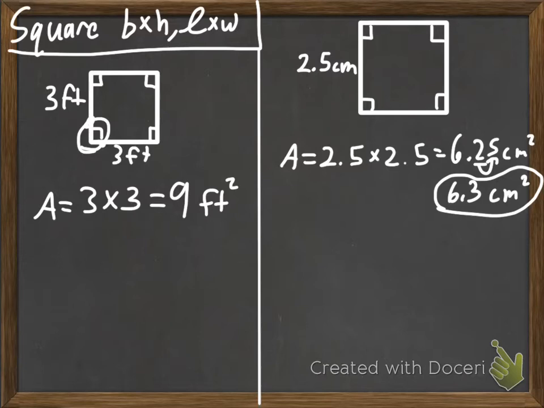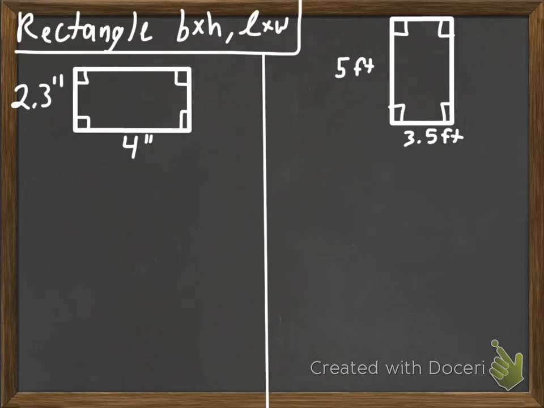Alright, now here's my work for that. Go ahead and check your work with mine. After you do that, we're going to move on to rectangles. Now rectangle has the same formula, base times height, or length times width. The only thing different is that in a rectangle, we're not going to have all congruent sides, so we're going to have different numbers. So we identify the base and the height.